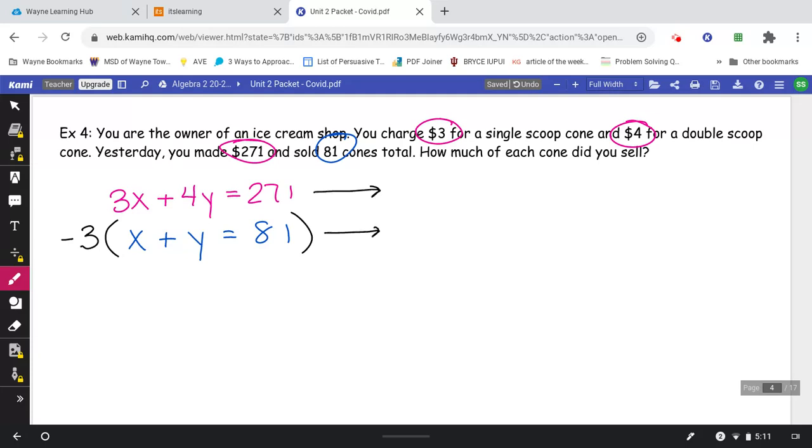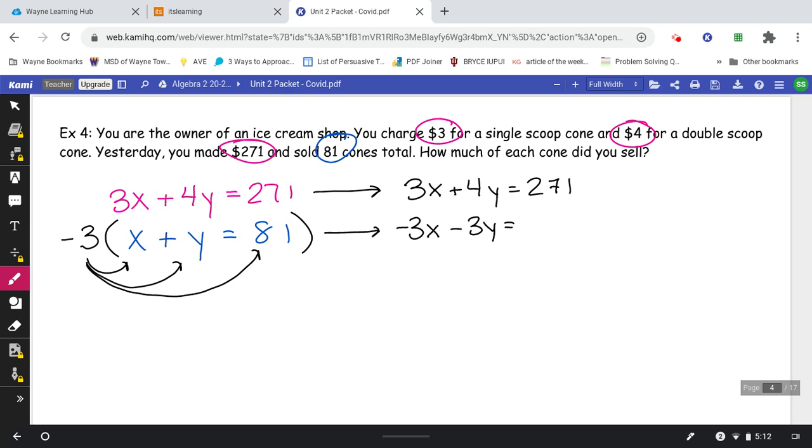Once I've decided to do that, you just copy over this top pink equation, and then you distribute the negative 3 to the bottom equation. I'll give you a moment. Go as far as you can. Okay, so you should have come to this point.